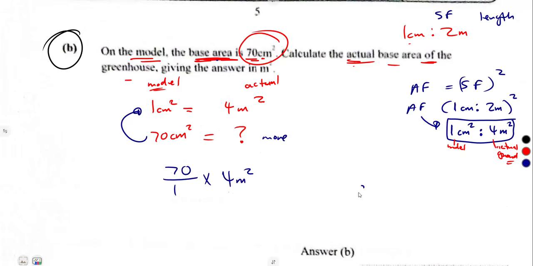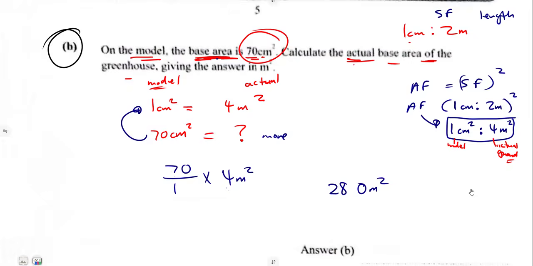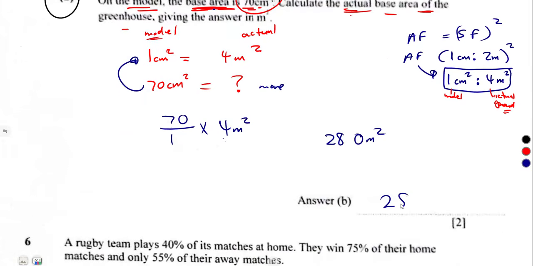4 times 0, that's a 0. 4 times 7, that's going to be 28. So that was going to give us 280 square meters. That's the actual area that you're going to have on the ground. All right, just like that.